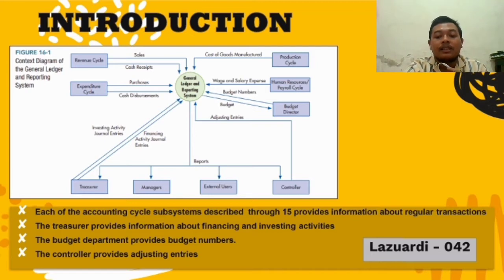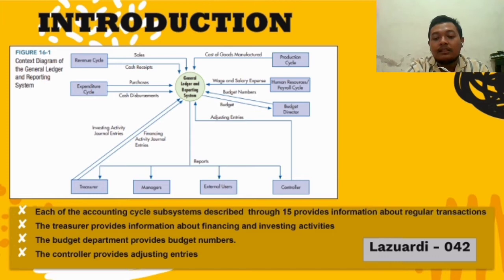The second is the treasurer, who provides information about financing and investing activities such as the issuance or retirement of debt and equity instruments and the purchase or sale of investment securities. And the next is the budget department, which provides budget numbers. Of course, the budget department forecasts and makes the budget for the business that will apply for a period.